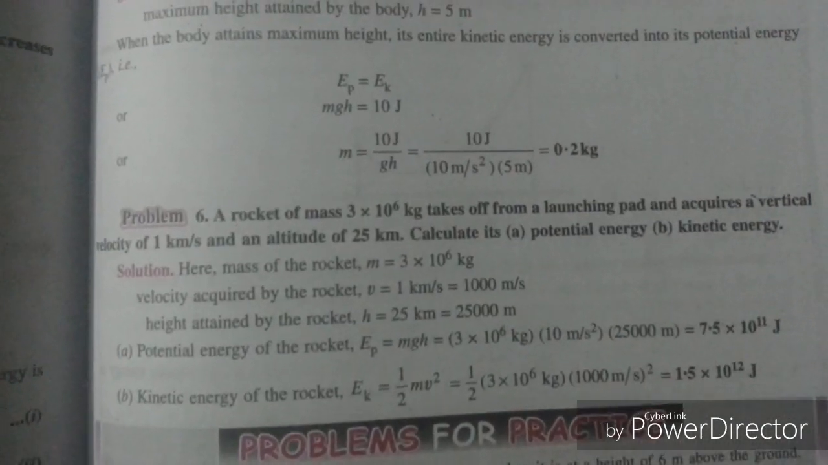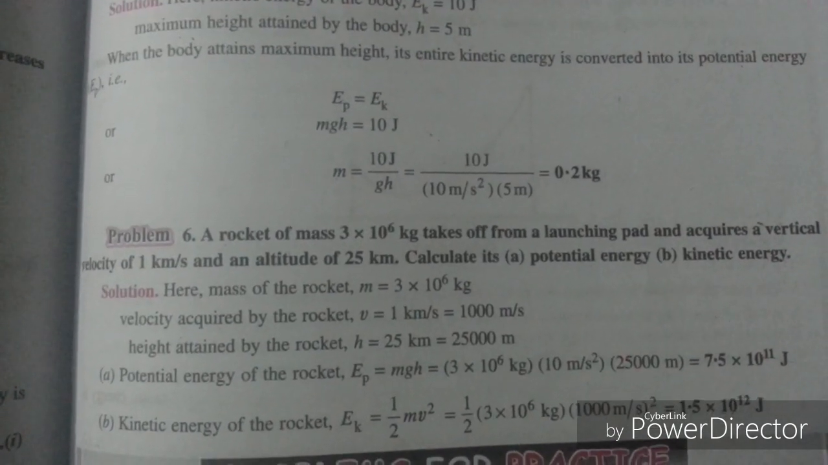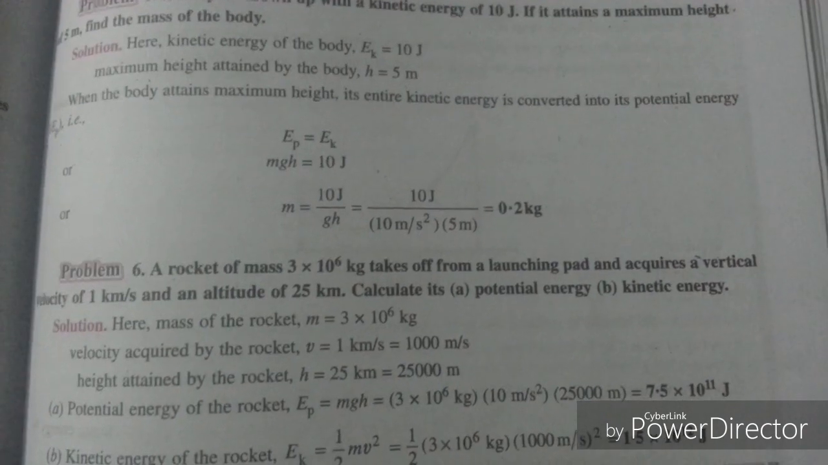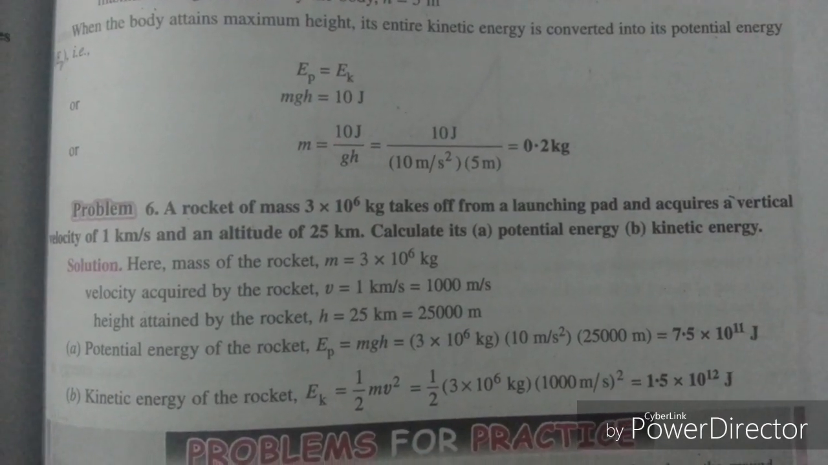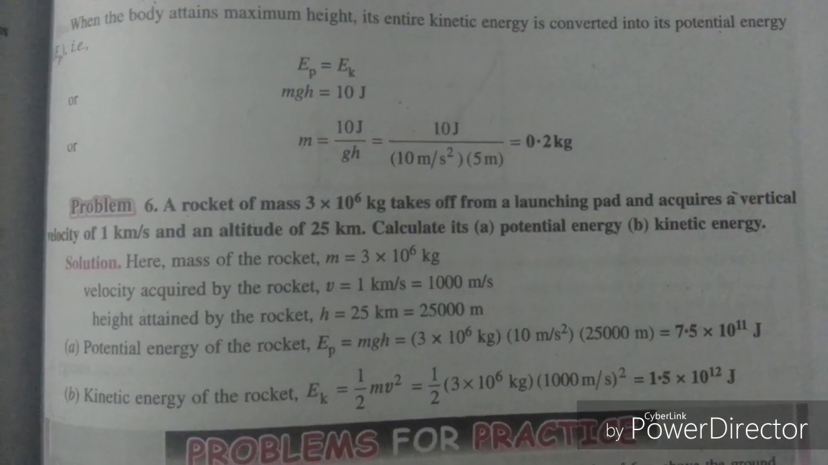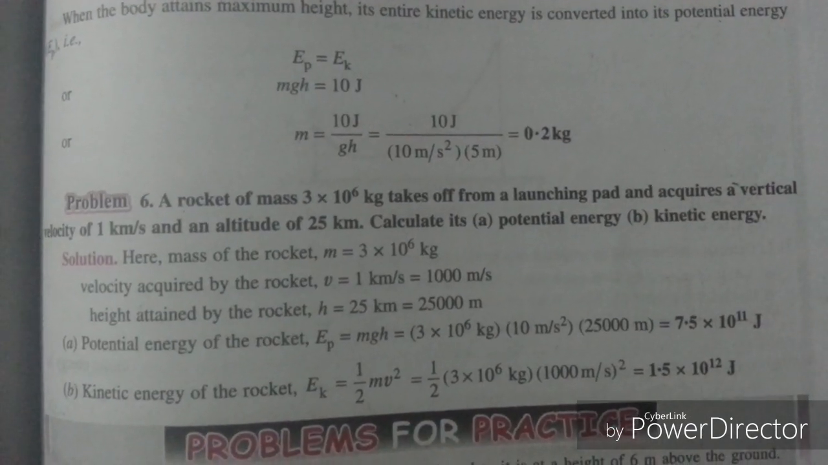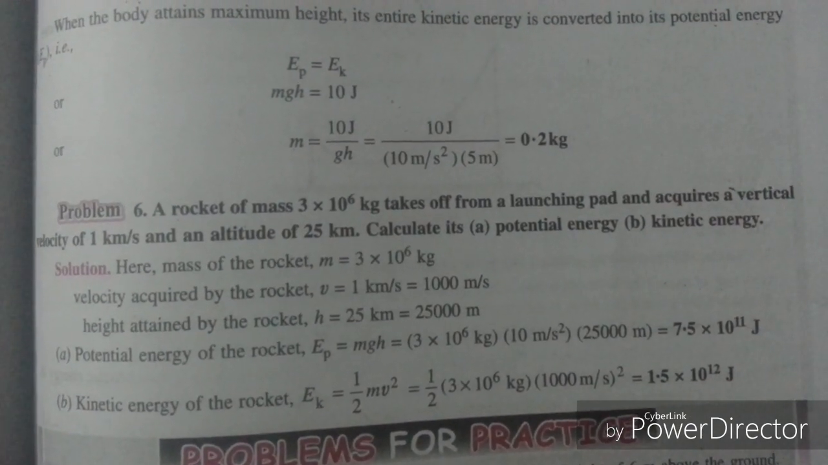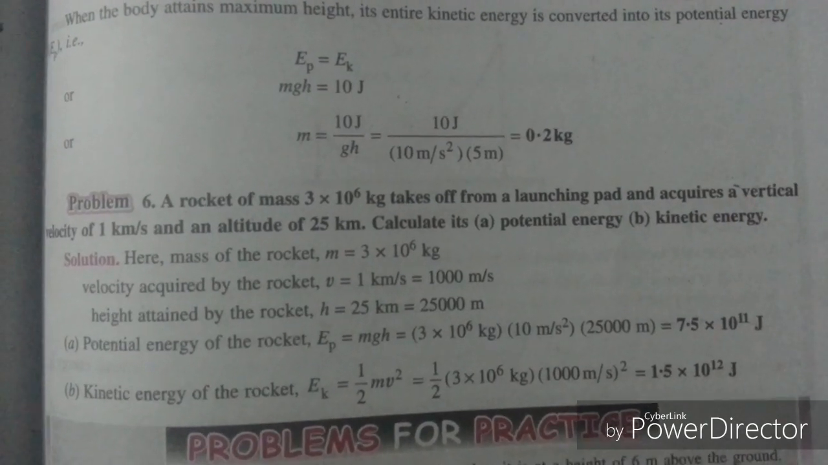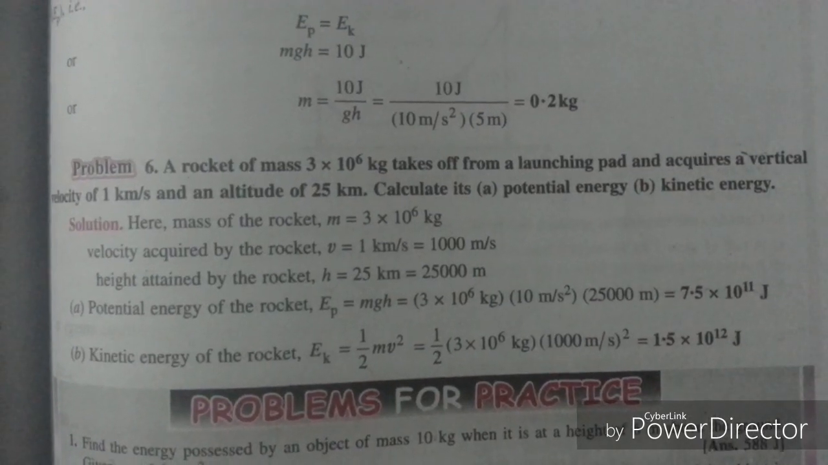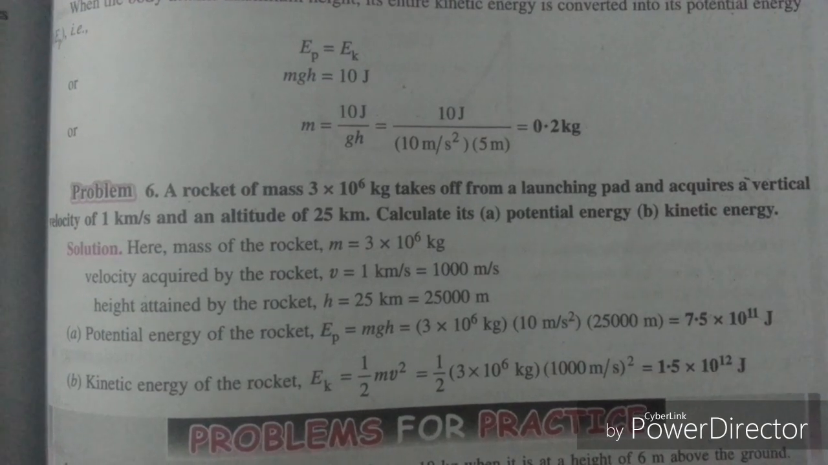A rocket of mass 3 into 10 raised to power 6 kg takes off from a launching pad and acquires a vertical velocity of 1 km per second and an altitude of 25 km. Calculate its potential energy, kinetic energy. So we have the mass of the rocket, velocity, then we have the height. So simply we can find potential energy, that is mgh. Then kinetic energy, half mv square. So very easy question. So let's see some other questions based on power.